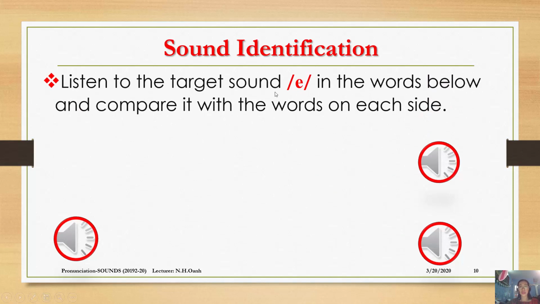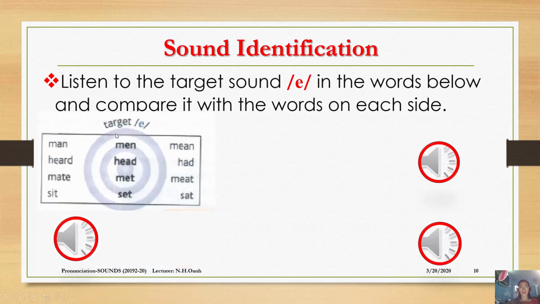We will listen to the target sound A in words, and then we compare it with the words on each side. Now listen. Man, men, mean. Heard, head, had. Mate, met, meet. Sit, set, sat.